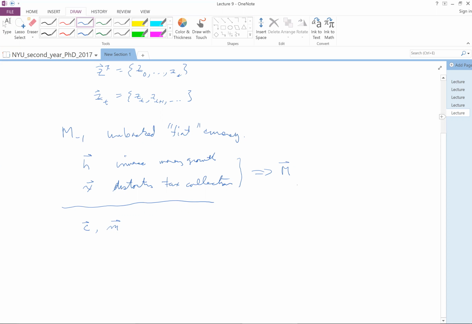So the government is going to choose, in this setting, money growth rates, distorting tax collections, entire sequences, and it's going to choose, consequently, total nominal money supplies. And the household is going to choose these two things. And then we're going to have a competitive equilibrium. And this is the famous Calvo model.